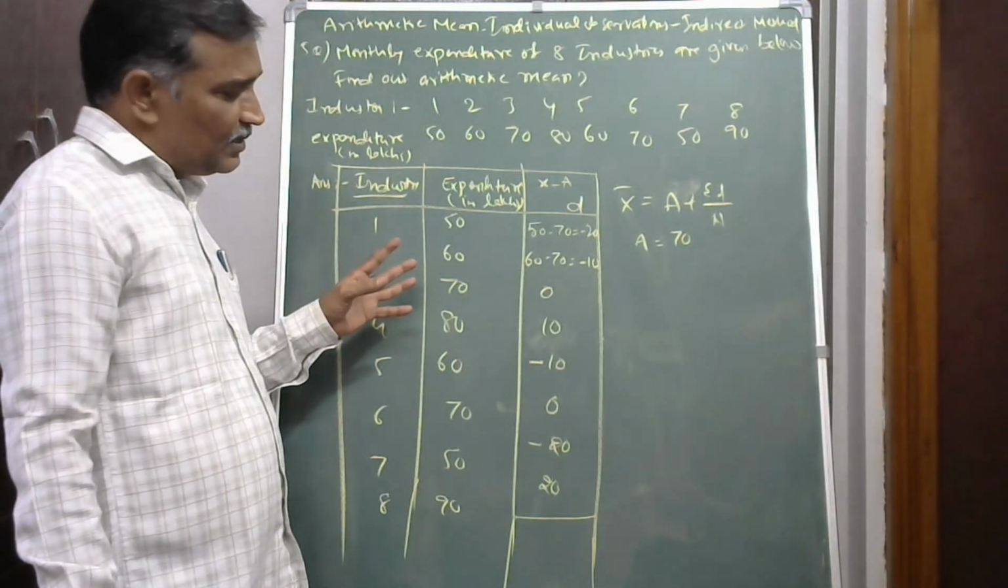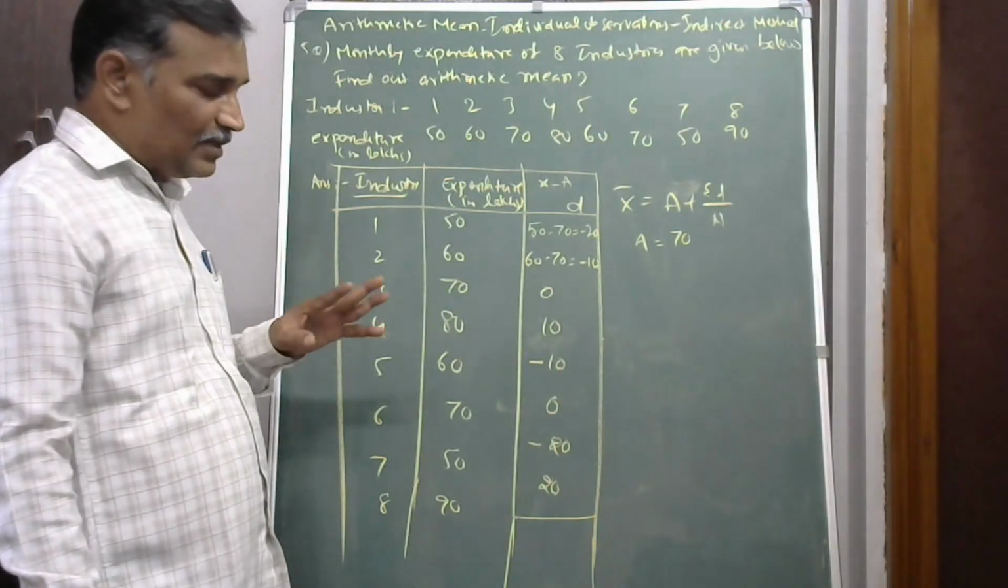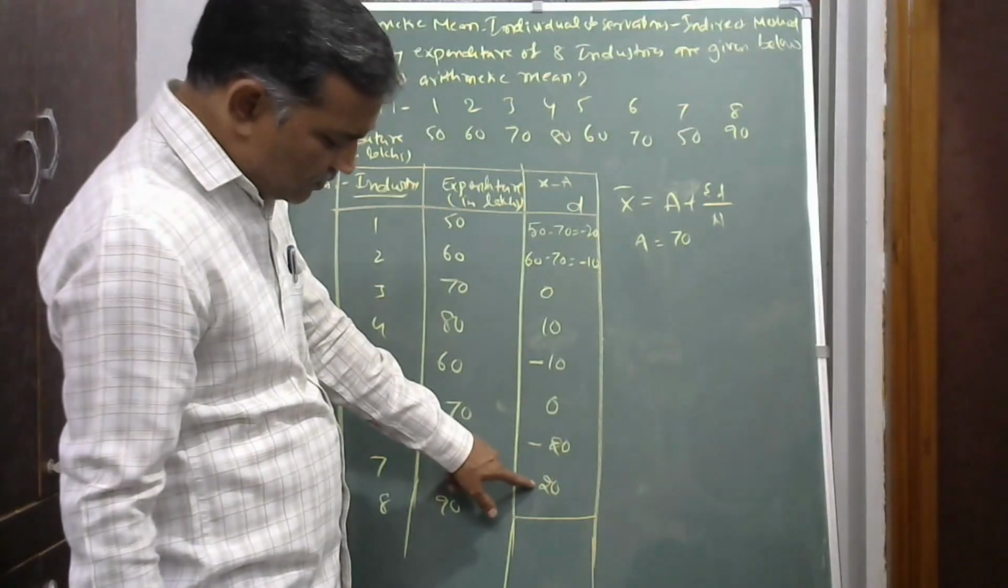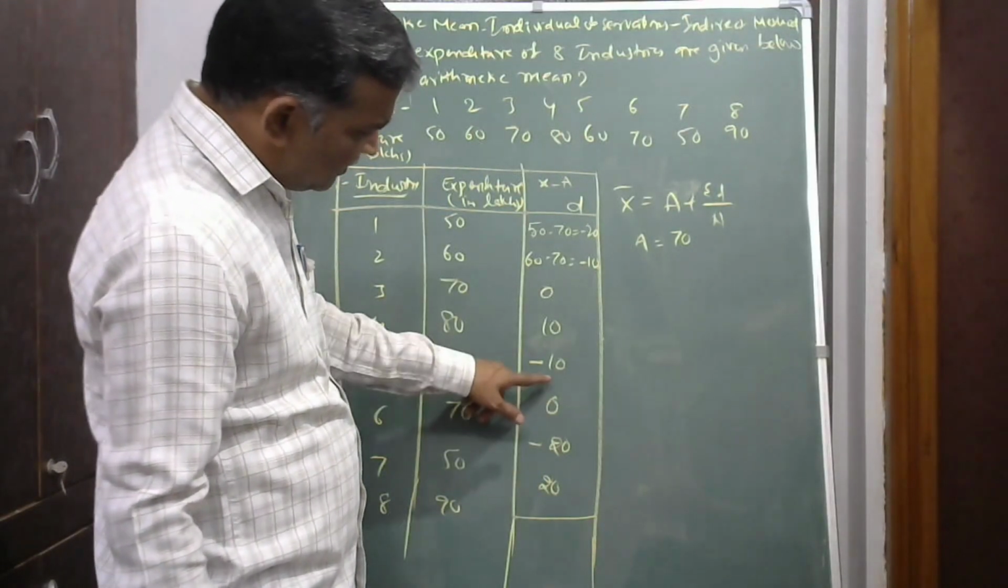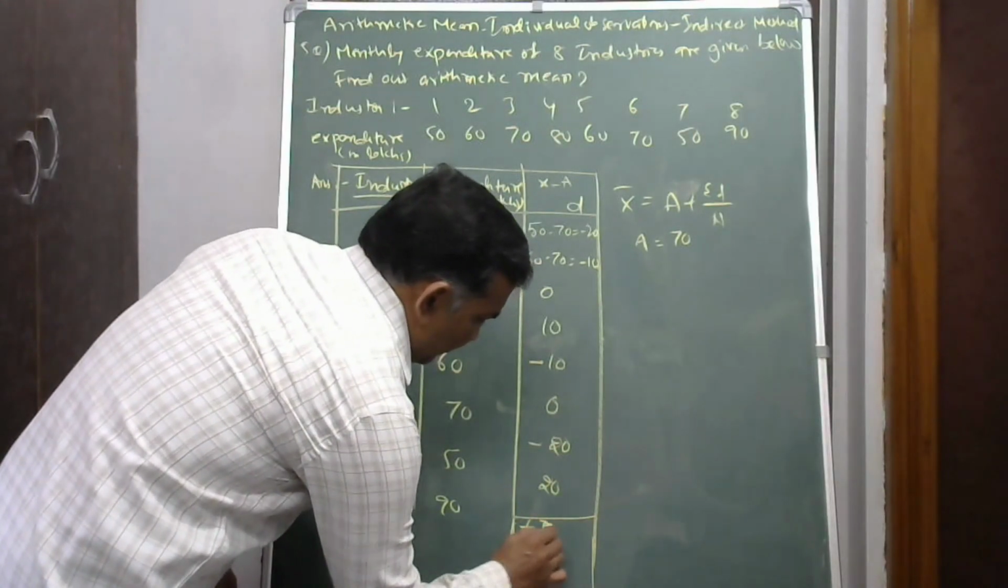To sum up these deviations, first we have to write the positive values. Here the positive values are given. The positive values are 20 and 10. So total positive values are 30.